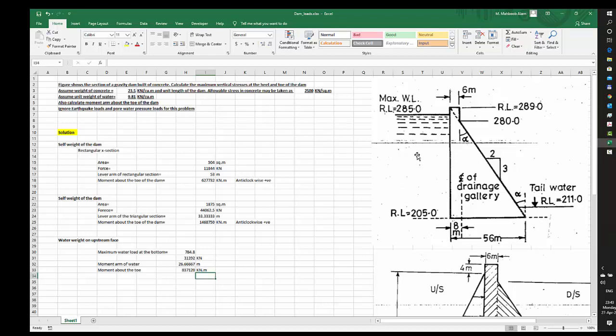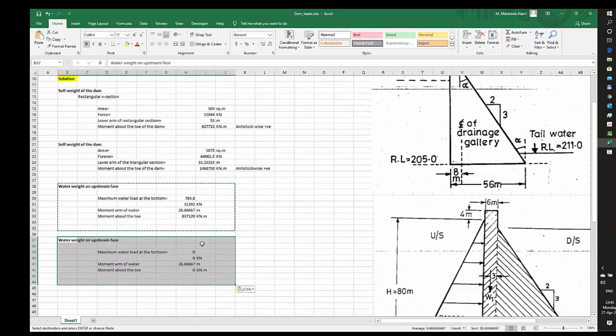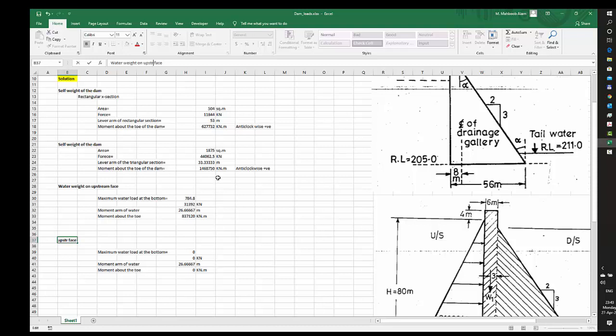Very simple, water pressure on the upstream side. Now let us calculate also the water pressure on the downstream side, and then we are almost done with the question. So just copying the things here. This is now water weight on the downstream face.